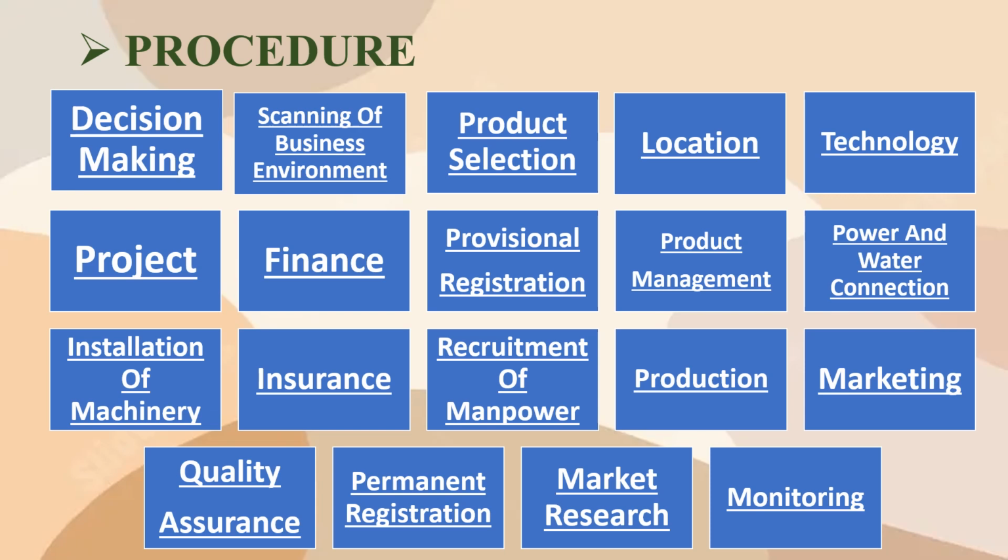Next procedure is the technology. To manufacture any item, technology is used. The entrepreneur should collect information on all available technologies and the most suitable one should be identified. This will also be useful to determine the type of machinery and equipment to be installed.